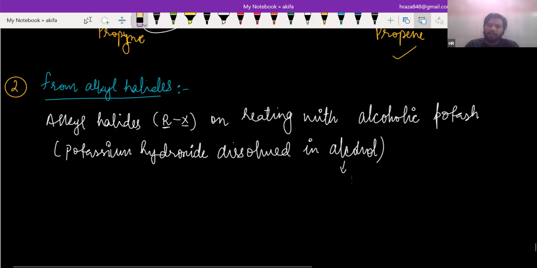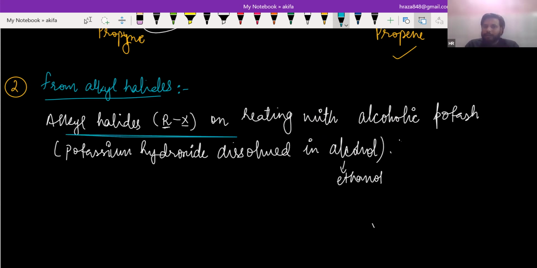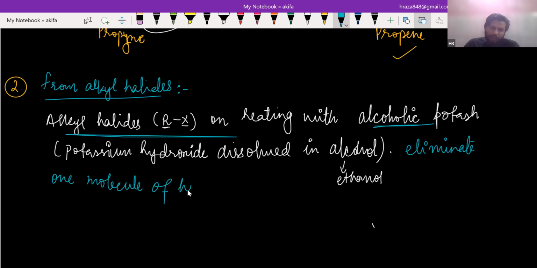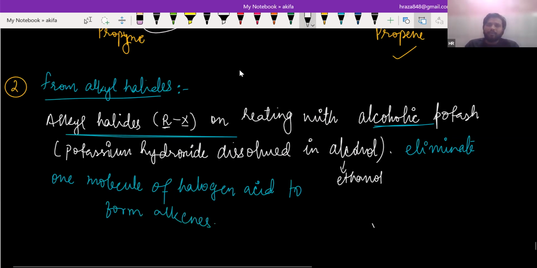Ethanol, do you know what is ethanol? This is an alcohol. Just say ethanol. So basically what happens when we heat alkyl halide in the presence of alcoholic potass, that means potassium hydroxide in the presence of alcohol, it eliminates, that means removes, one molecule of halogen acid to form alkenes. You can write first, then I will explain.